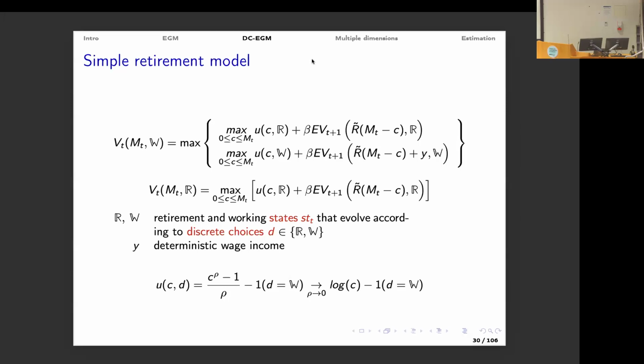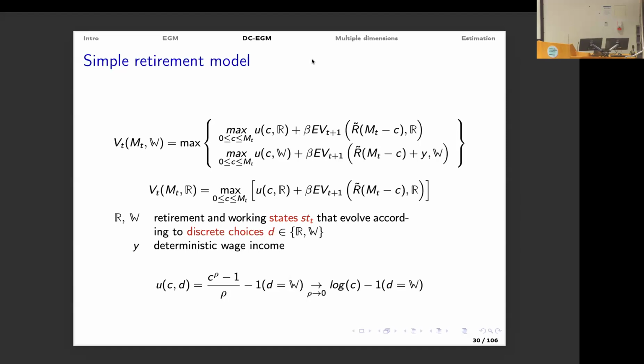Now, just for the purpose of the presentation, I'm going to assume that if the agent is already retired, then there is no additional discrete choice. So retirement here is absorbing. It's very important to say, and I get this question quite a lot, that this is not crucial. This is just to have one Bellman equation to talk about. In principle, you could have these 2 lines on the second option as well.